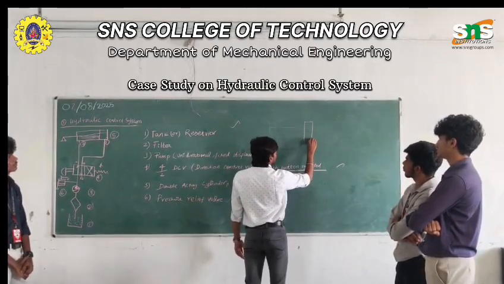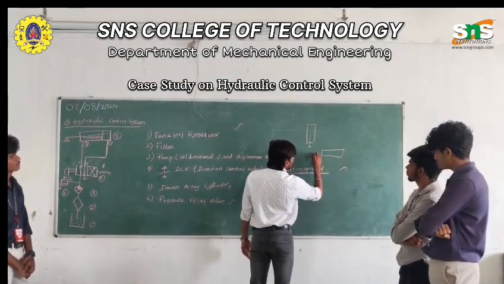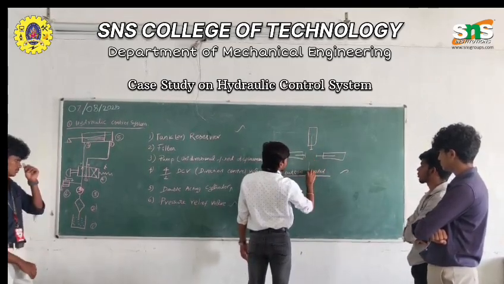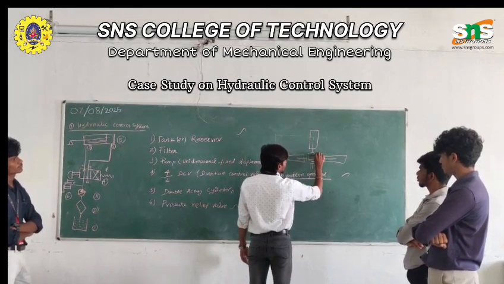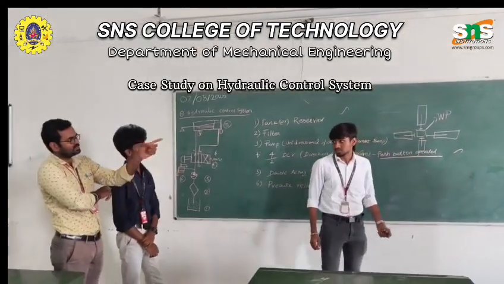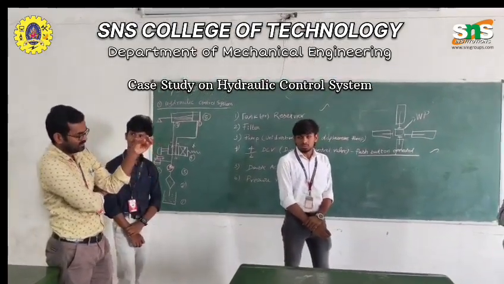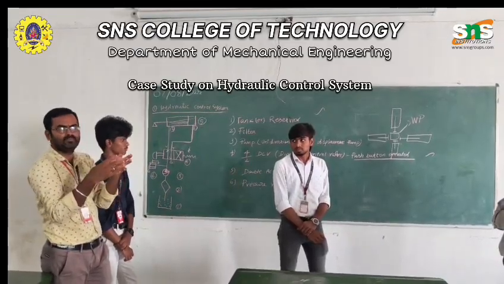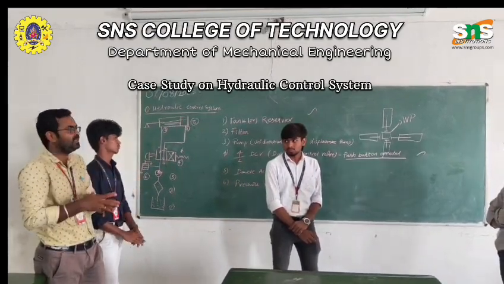Let me show an example. Here we use 4 hydraulic cylinders to hold the workpiece. Here it is the workpiece. He says very right. We can use the 4 hydraulic cylinders. When the 4 cylinders are extracted, the clamping is automatically taken care of. At the same time, when the 4 cylinders are retracted, the unclamping or declamping is taken care of.